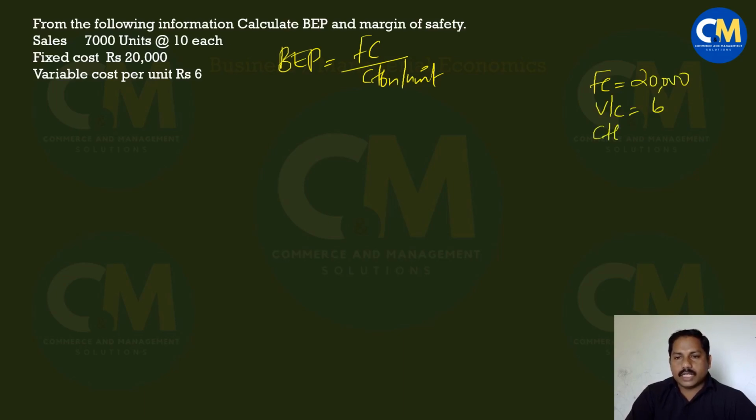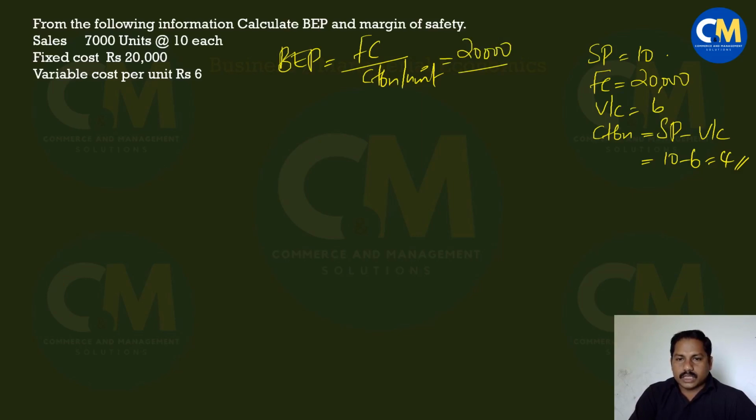Then we can calculate contribution. Contribution is equal to selling price minus variable cost, and selling price is also given, that is 10. So contribution is equal to 10 minus 6, which is 4. Just apply it into this equation: fixed cost, 20,000, divided by contribution per unit, 4. So break-even point is 5,000.